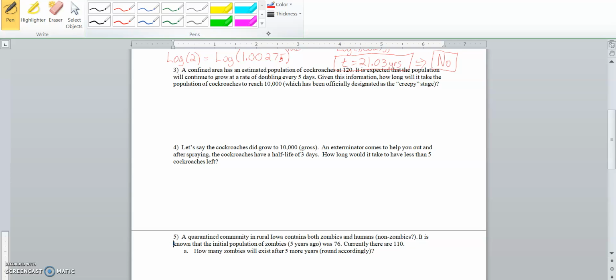Honestly, thinking about 10,000 of any insect in a confined space, I don't know how big this space is, but that's got to be pretty gross. Anyways, I digress.